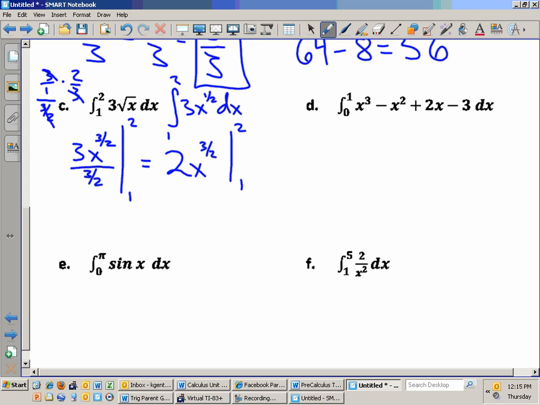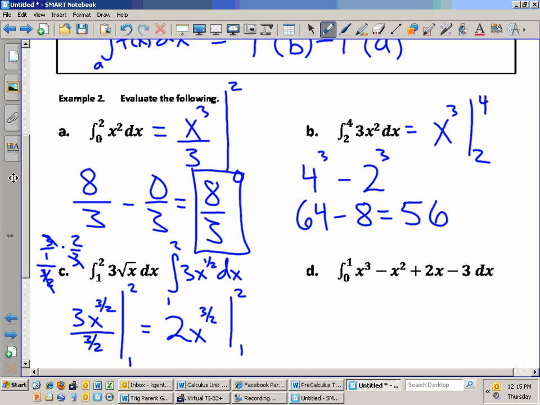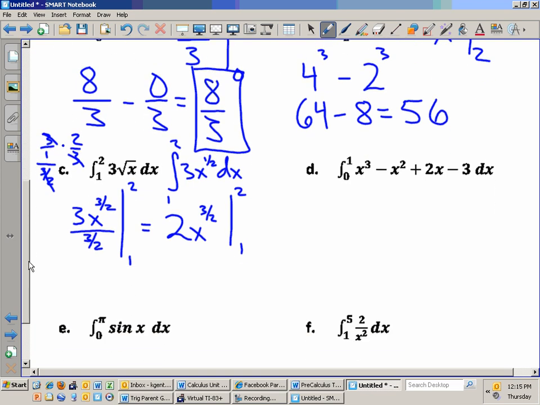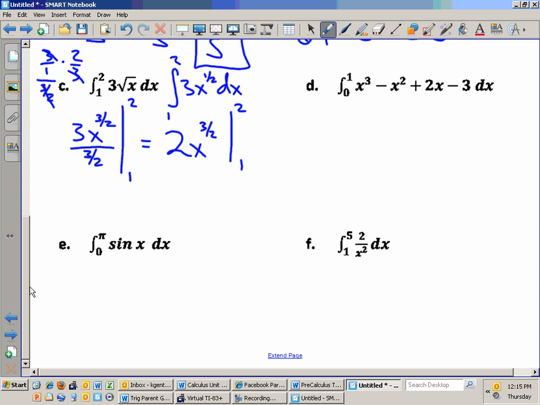Oh, good question. The question is what happened to the 3 there? Here's what happened to the 3. If f of x is equal to 3x squared, then large F of x is equal to 3x to the 3rd divided by 3. So that's where it went. But yes, your constants do stay around. In fact, if you wanted to, you could move the constant outside entirely and just work with the function and multiply back through at the end.